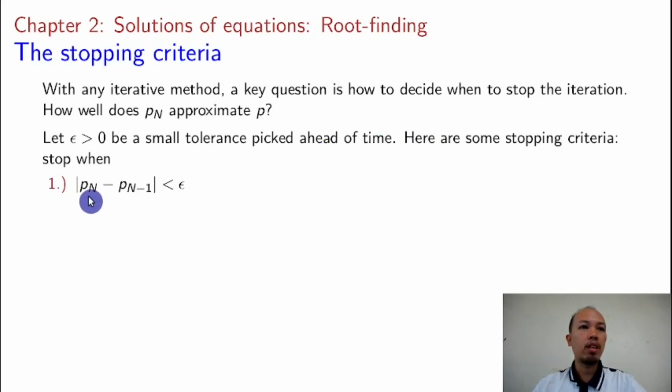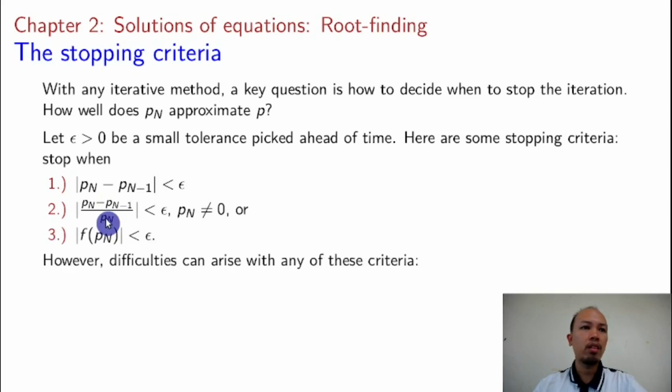First, you can use this kind of stopping criteria. Second is this one. This is just like our previous discussion in chapter 1. Absolute error, no, not this one, but the relative error. And you can also use this kind of stopping criteria.